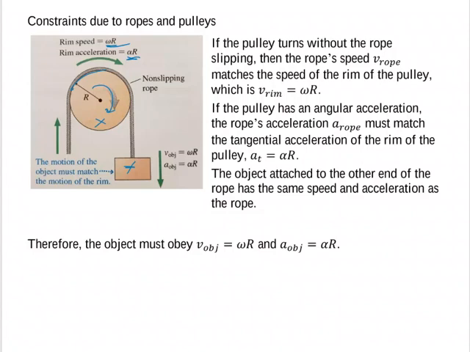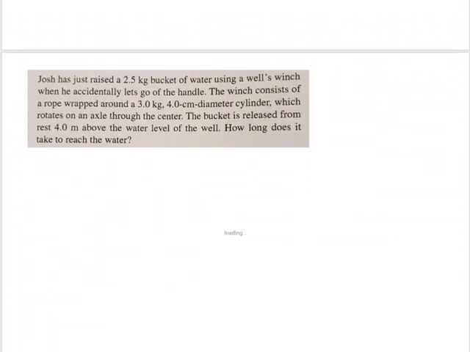So the pulley turns without the rope slipping. The velocity of the rope matches the speed of the rim of the pulley. They're both omega r. If the pulley has an angular acceleration, the acceleration of the rope must match the tangential acceleration of the rim. So tangential acceleration equals alpha r. The object attached to the other end of the rope has the same speed and acceleration as the rope. Therefore, the object must obey: velocity of the object equals omega r, acceleration of the object equals alpha r. Pretty straightforward. Hopefully that is logical.